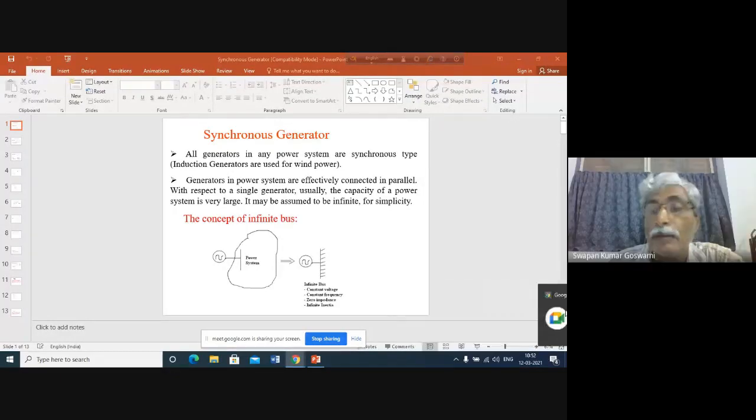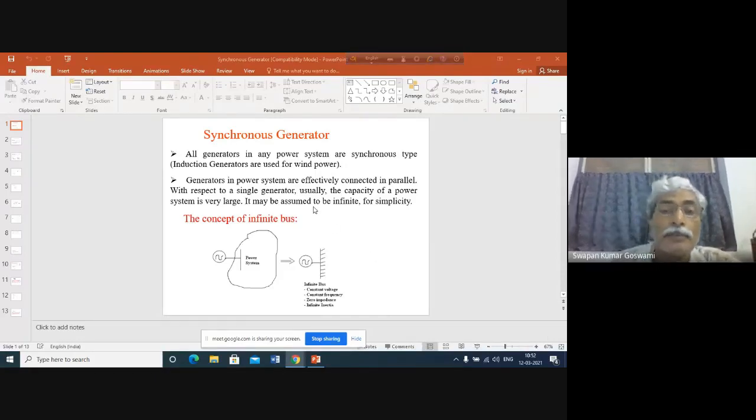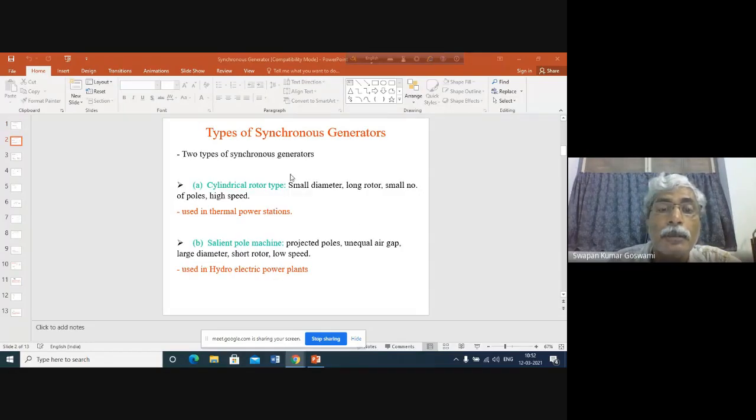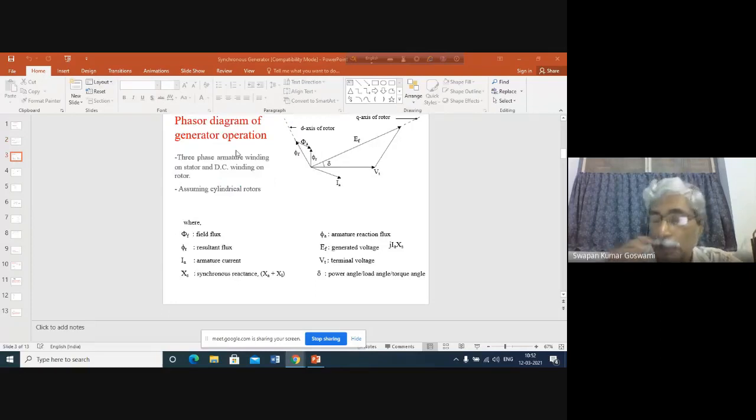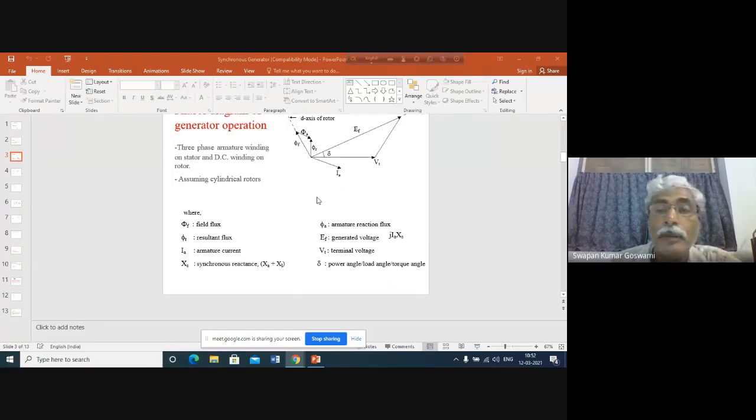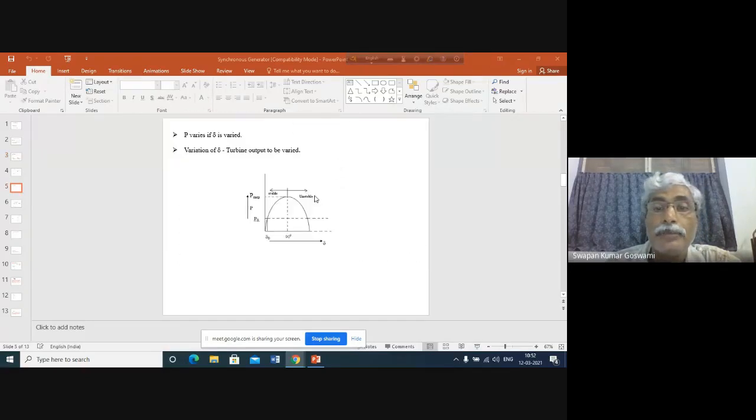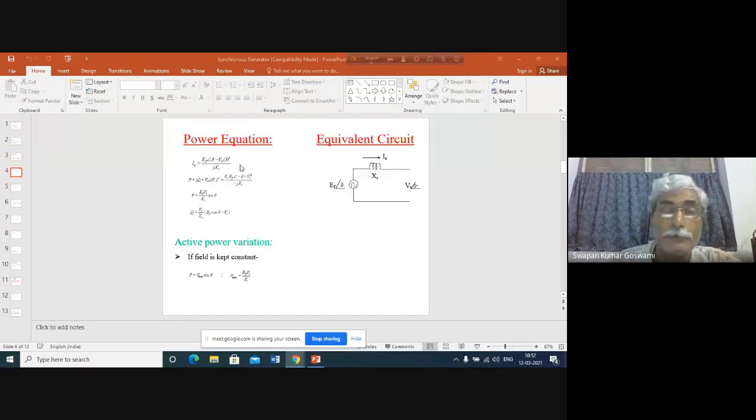Yes, sir. Okay. So we were discussing the synchronous generator in our previous class. We have done the synchronous generator, cylindrical prototype. We have drawn the phasor diagram, then obtained the equivalent circuit. From there, we have developed the active and reactive power equations and have discussed how to control active and reactive power.